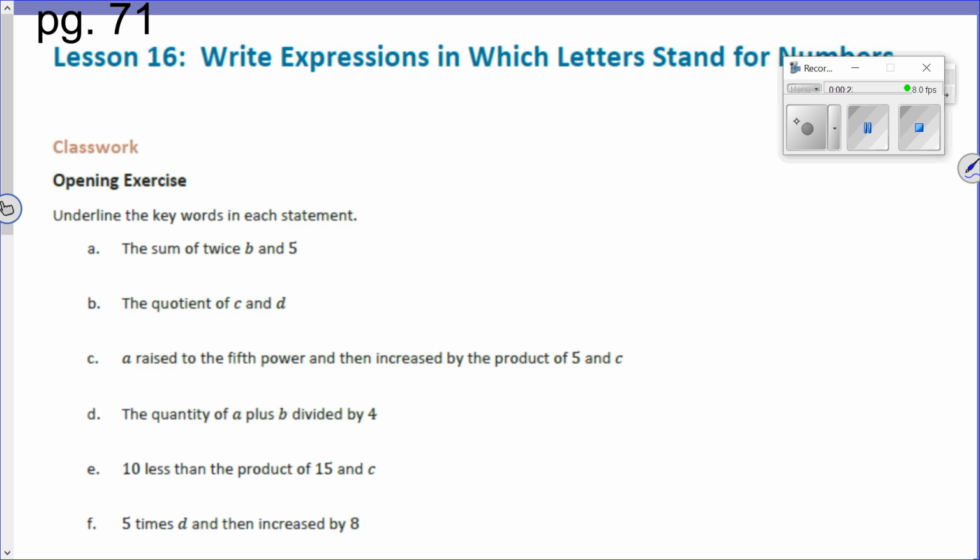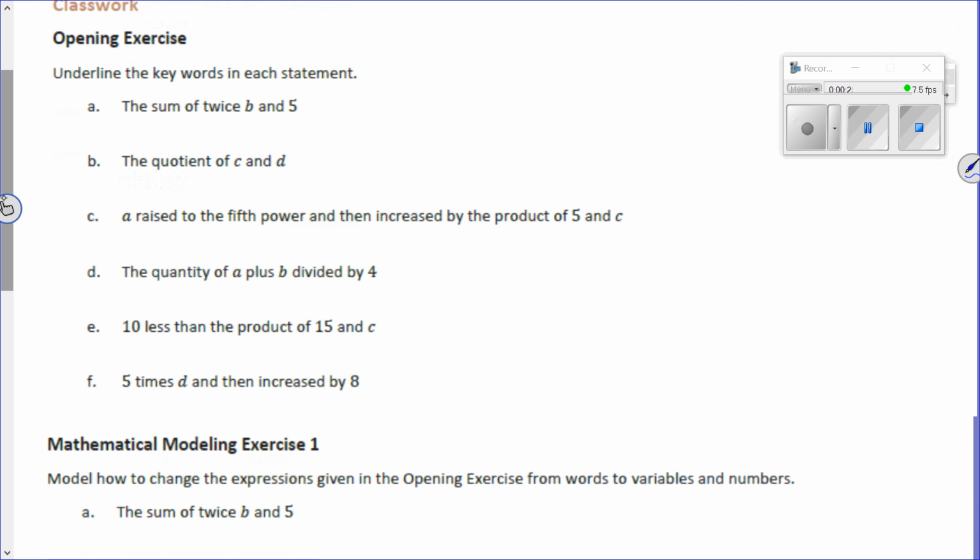So, what we're going to do in our opening exercise for today, you're going to underline the key statements and the keywords in each of these statements. You don't have to write the expressions yet. Literally, all we're doing, guys, is marking the text. So there's only 6 of them. It should take you about 30 seconds. Okay, let's see how well you guys did.